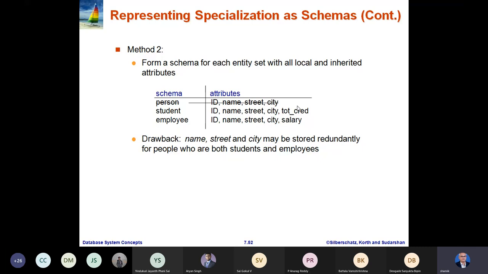And if you want to have additional reasoning, that is, if this total credit is null but the salary is there, then we know that this is an employee. And if this is not there, then it is a student. And if both are there, then it is a student who is also an employee, or an employee who is also a student. And if none of these are there, then you really do not know whether it is a student whose total credit is not yet decided, or an employee whose total credit is decided.